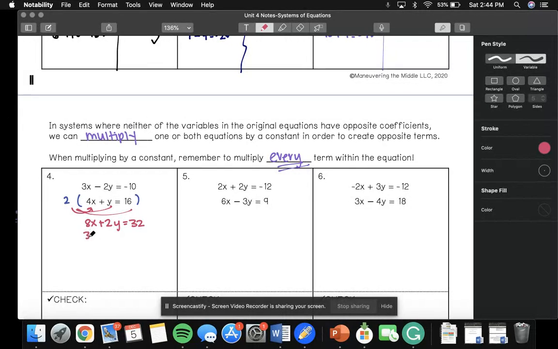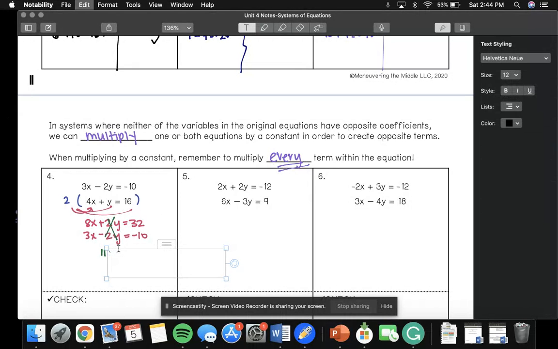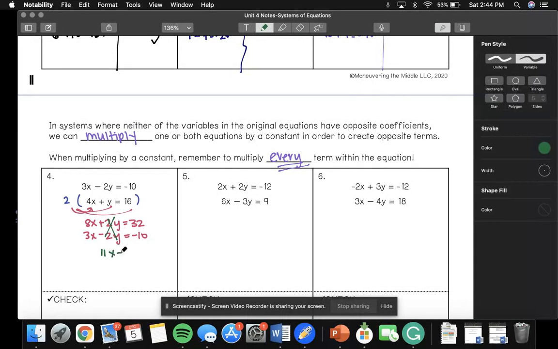And then if I put the other one below it, I notice that now the y's are opposite each other and we could just eliminate them. So I will eliminate them. I would create 11x's equal to 22, which means that x equals 2.